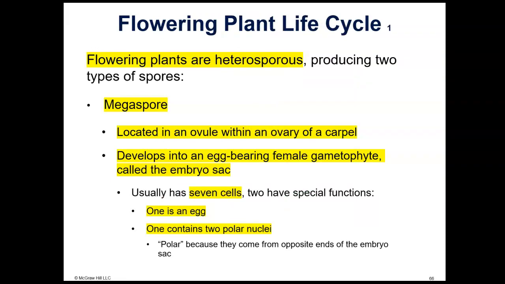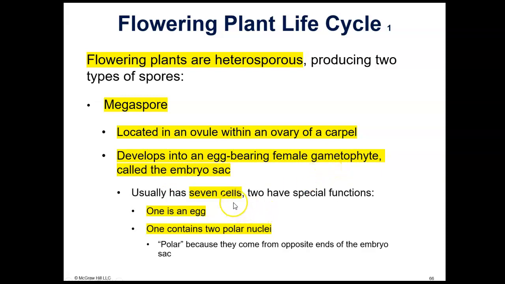The life cycle of flowering plants: they are heterosporous. That means they produce 2 types of spores. A megaspore is located in the ovule, which is the female spore. It develops into the female gametophyte called the embryo sac, and that's important because I told you the male gametophyte was the pollen grain. This is what the female gametophyte actually is. It's the embryo sac.